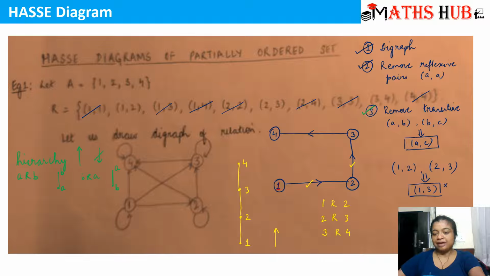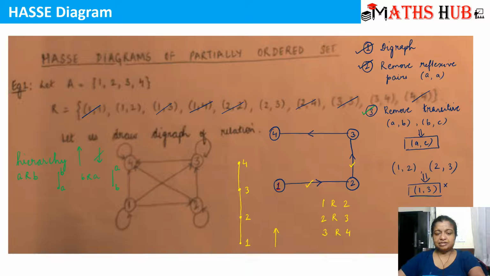And I told you, why did we remove these transitive pairs? Because when 1 relates to 2 and 2 relates to 3, 1 automatically gets related to 3. Similarly, if 2 relates to 3 and 3 relates to 4, then 2 automatically gets related to 4, right? So to remove these duplicacies, we have removed the transitive pairs, right? So this structure that is obtained now will be the Hasse diagram for the given relation, right?